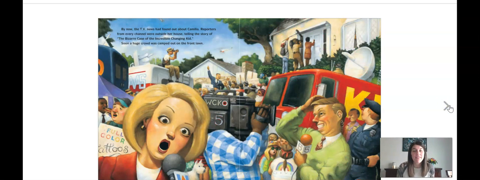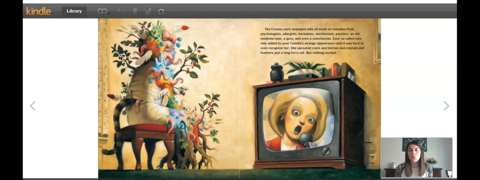By now, the TV news had found out about Camilla. Reporters from every channel were outside her house, telling the story of the bizarre case of the incredible changing kid. Soon, a huge crowd was camped out on the front lawn. The Creams were swamped with all kinds of remedies from psychologists, allergists, herbalists, nutritionists, psychics, an old medicine man, a guru, and even a veterinarian. Each so-called cure only added to poor Camilla's strange appearance until it was hard to even recognize her. She sprouted roots and berries and crystals and feathers and a long furry tail, but nothing worked. Ugh, poor Camilla.